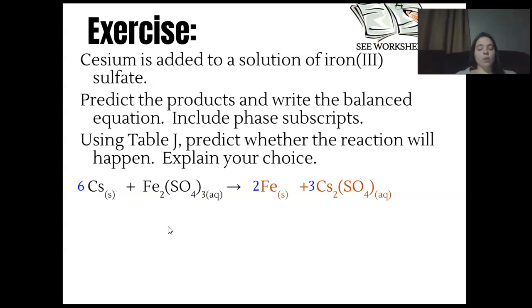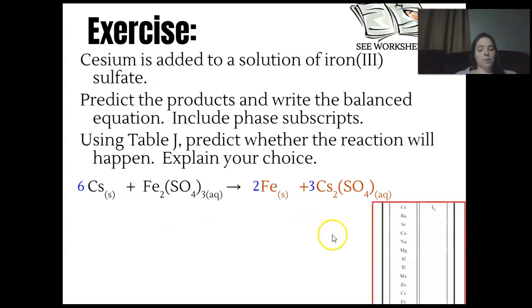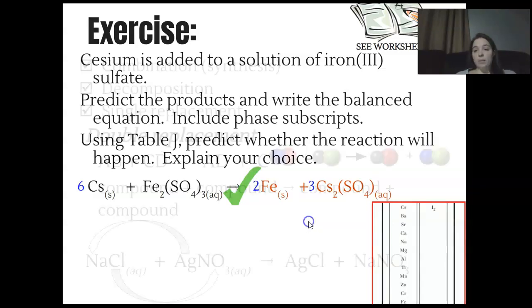Now let's check with table J. Let's see, is it going to happen? So here's my cesium up here. Here's my iron down here. It is going to proceed through because cesium is more active than iron.